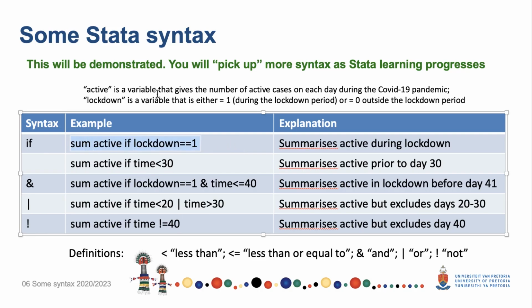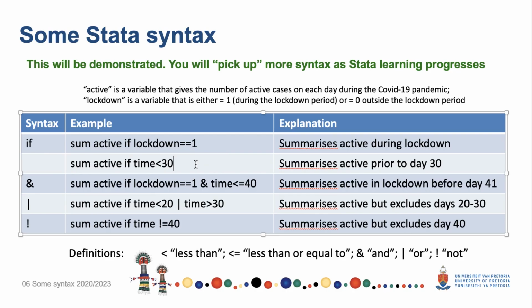This first command says sum active if lockdown equals 1. Notice the double equal sign. In Stata, you usually have to use a double equal sign, otherwise Stata won't understand. You're going to meet one of the exceptions later on. So this basically means summarize the active daily cases during the lockdown up to the present day. Of course, the lockdown is not yet over at the time that this video was made.